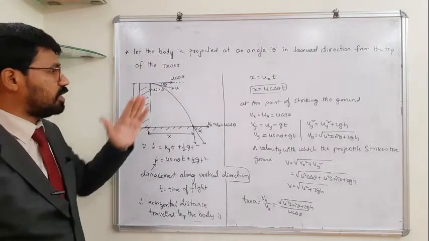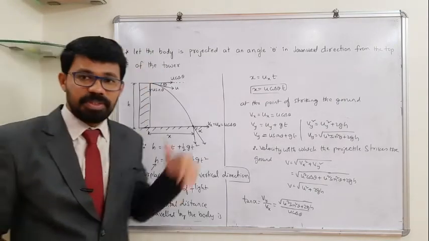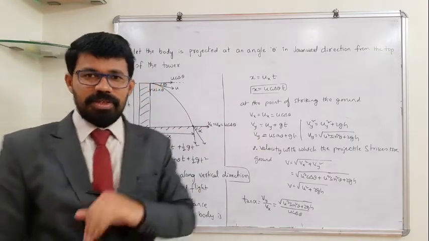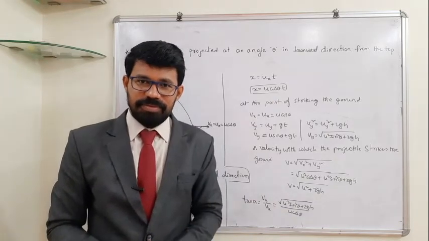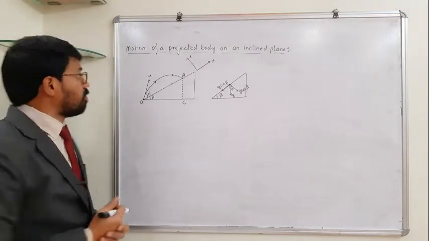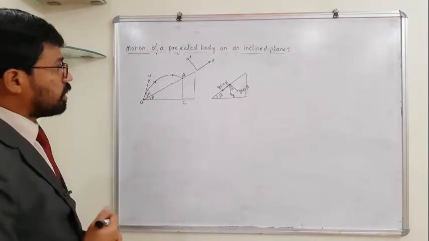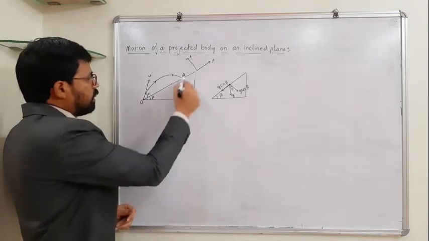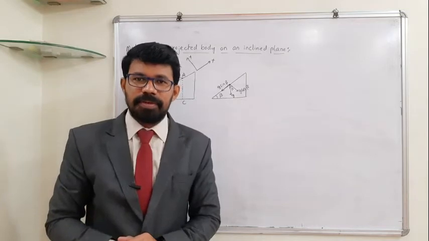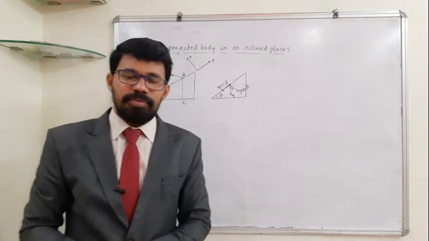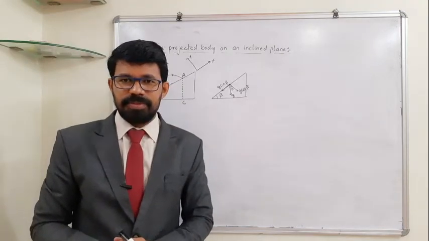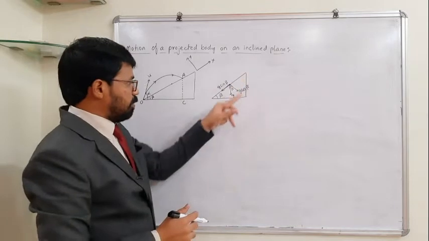So upward projected body from the top of the tower, downward projected body from the top of the tower. And now let us talk about projecting a body up an inclined plane. Let us see what points we can explore here. So now let us discuss motion of a projected body on an inclined plane. So I have taken one inclined plane. We have already discussed inclined plane in vectors. There, how the force of gravity experienced by a mass m can be resolved into components was discussed. So this is what an inclined plane is.